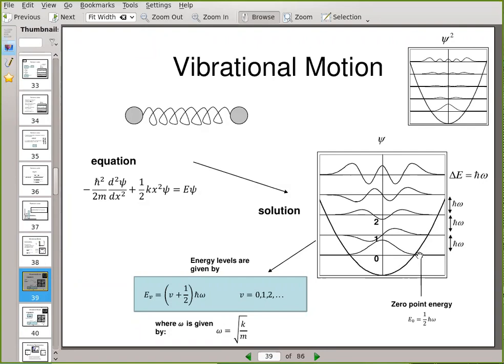Okay. Now, it's interesting that the energy levels are given by this expression. And this h bar omega is just to simplify things. That omega is related to the force constant of the spring and the mass of the particle.